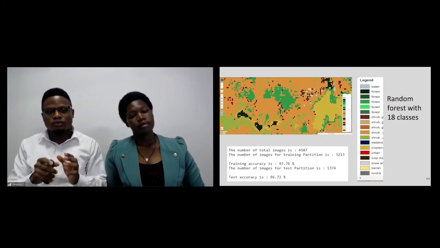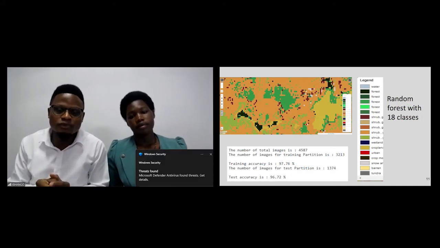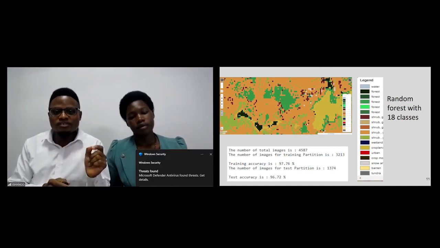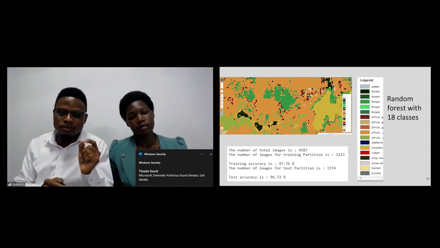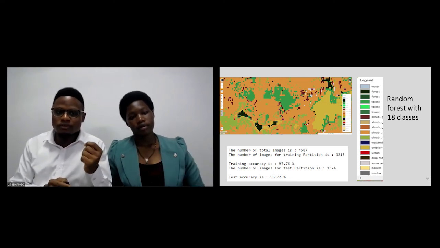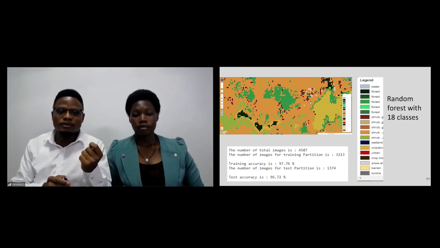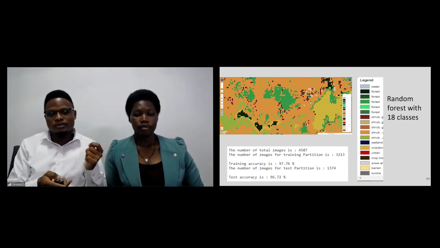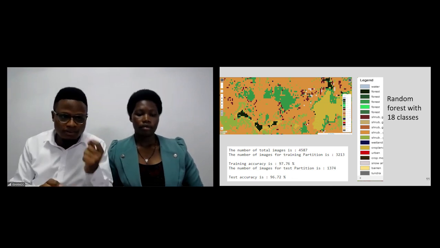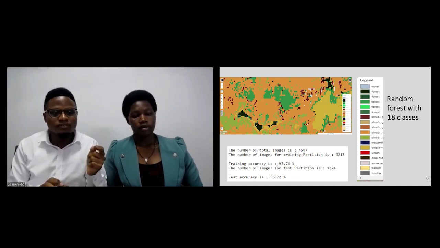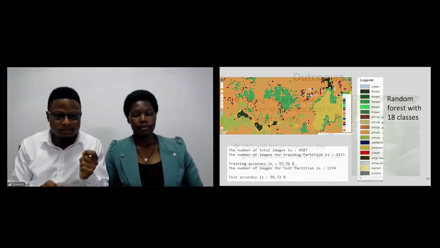we run our random forest model with a data set containing 18 classes, like water, forest, cropland, and urban. We got an accuracy for train over 97% and for test over 96%.